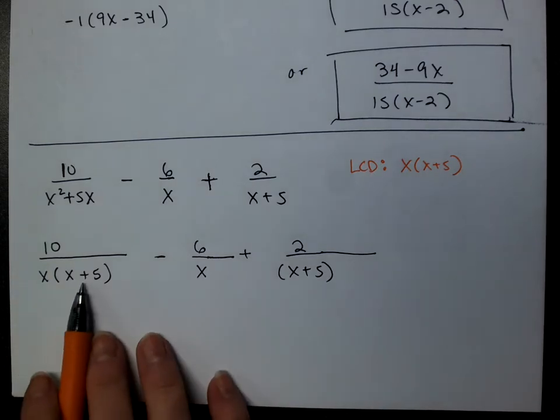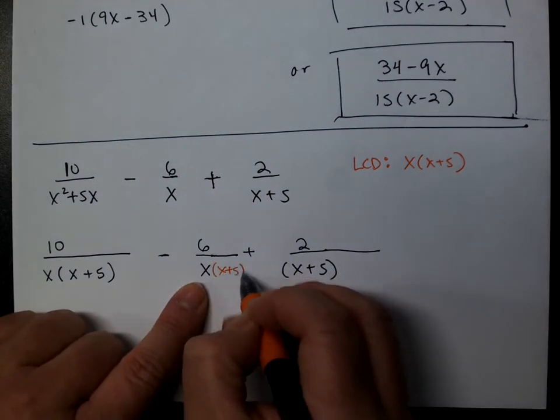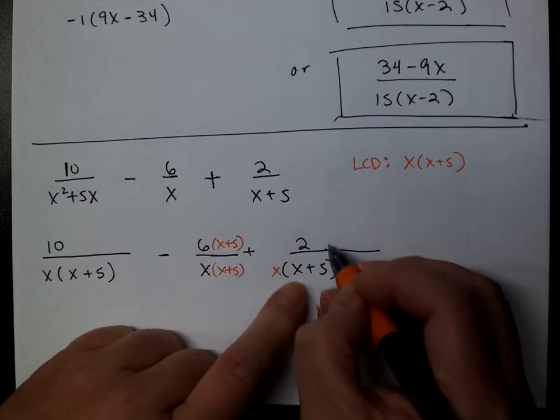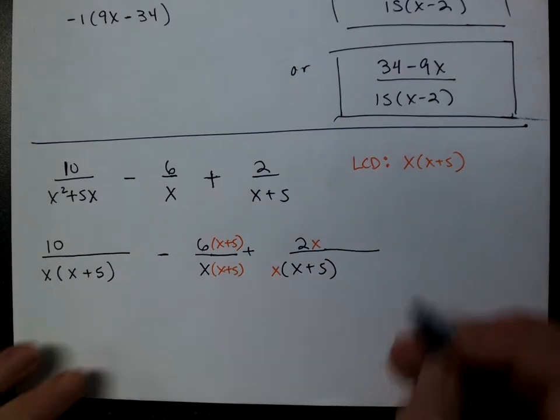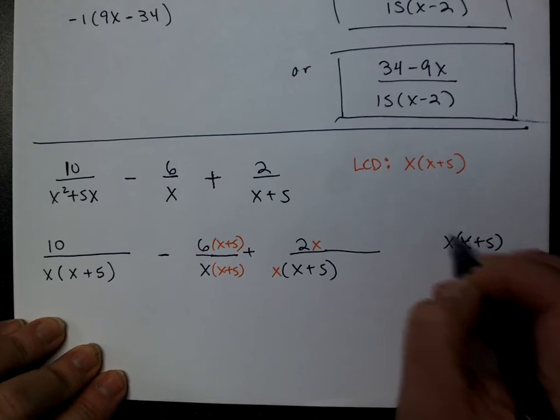This one already matches, so it's good. Nothing to change. This one requires an x plus 5 tacked on, so I'll do that on top too. And this requires an x tacked on, so I'll tack it on at the top as well. My final answer has x times x plus 5.